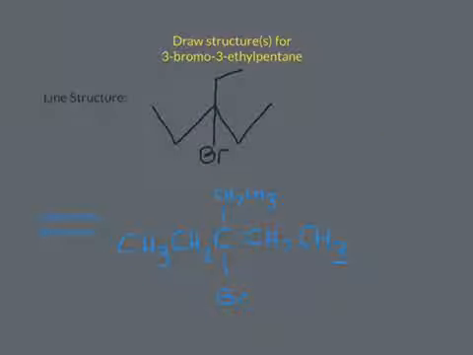In conclusion, if you're asked to draw structures for 3-bromo, 3-ethylpentane, you have two options. You can draw the line structure, completed in black, or the condensed structure, shown completed in blue.